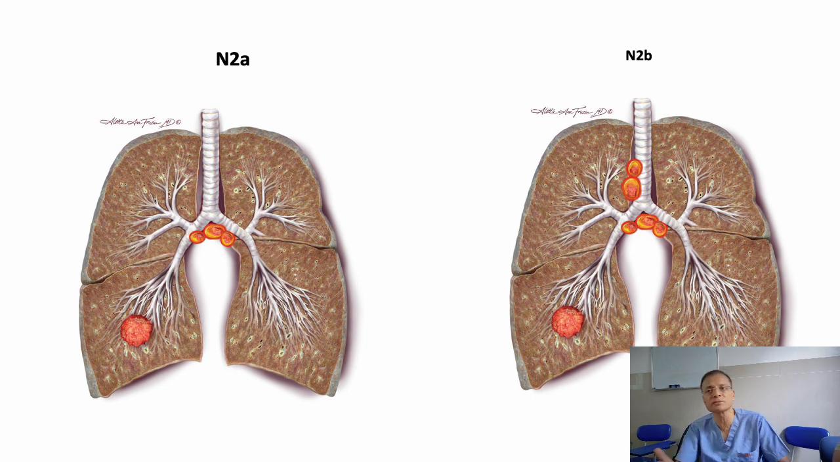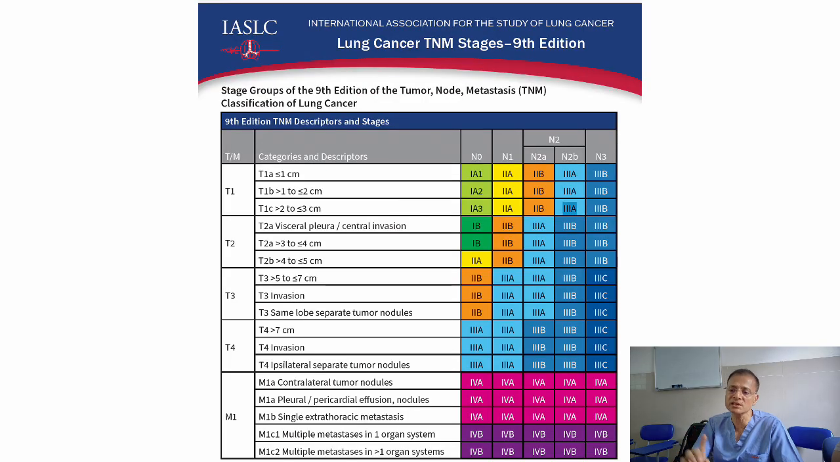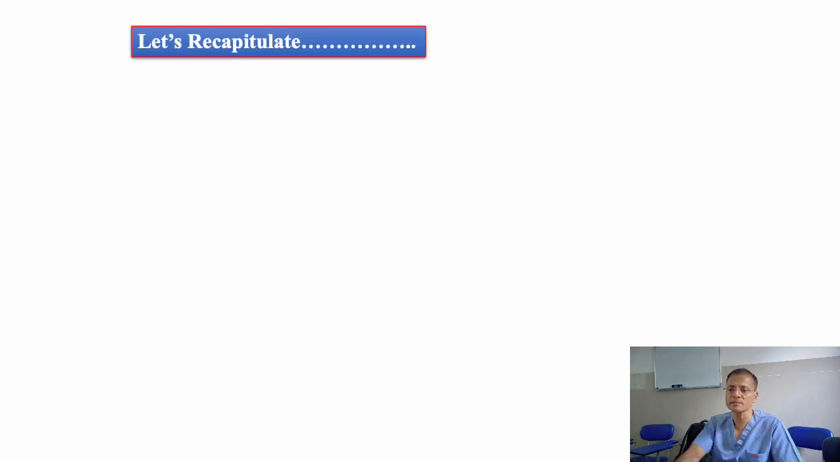So this makes even the treatment protocol changing, so we must remember that. N3, obviously, there's no change in the N3 group. There is only a single change that happened in the N2, which is divided into N2A and N2B in this recent 9th edition classification. That has also been depicted in this picture, what changes have been made.